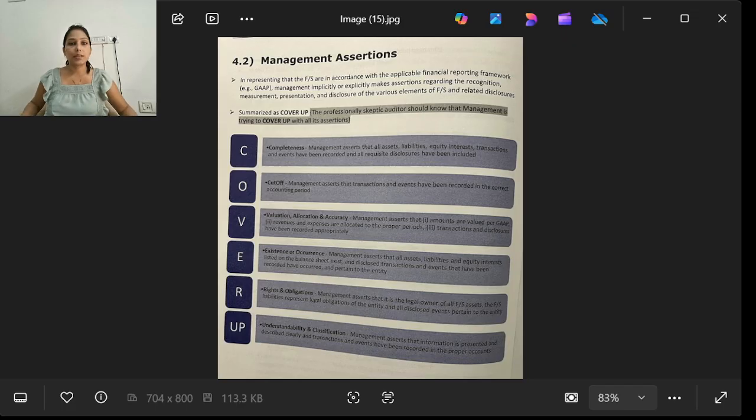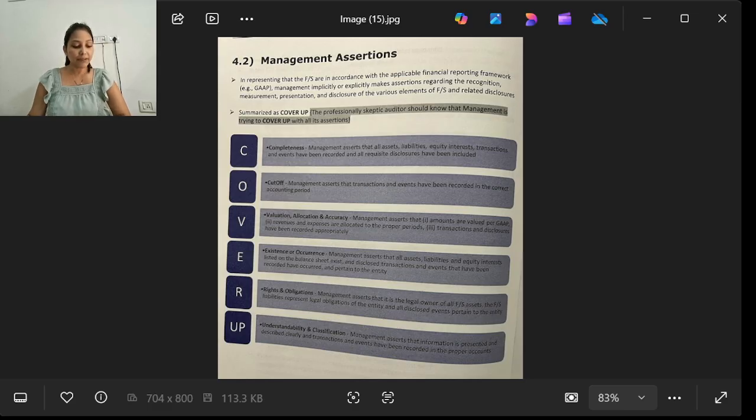Today we will be discussing the management assertions. We have been quoting the management assertions since a long time, since we started audit sessions, but I have told you several times that we will cover that in detail in coming chapters. So today we will be discussing in detail about the management assertions. So let's go through it and understand what it actually is.